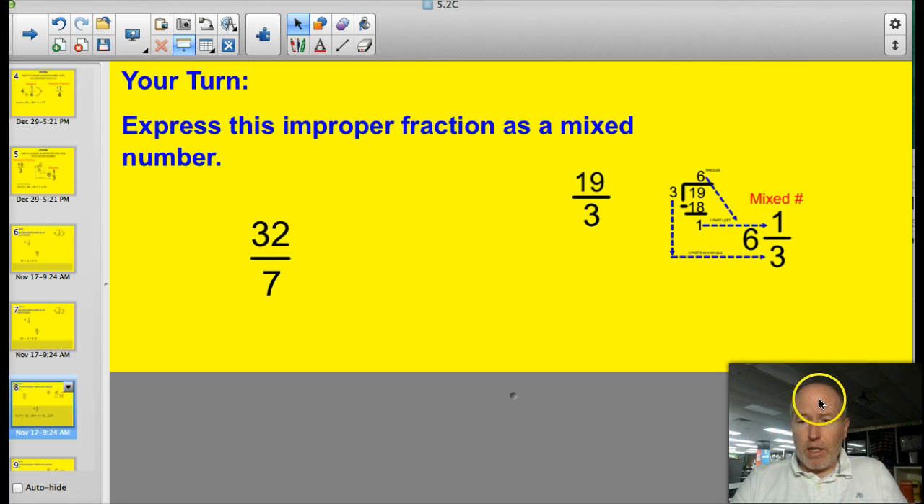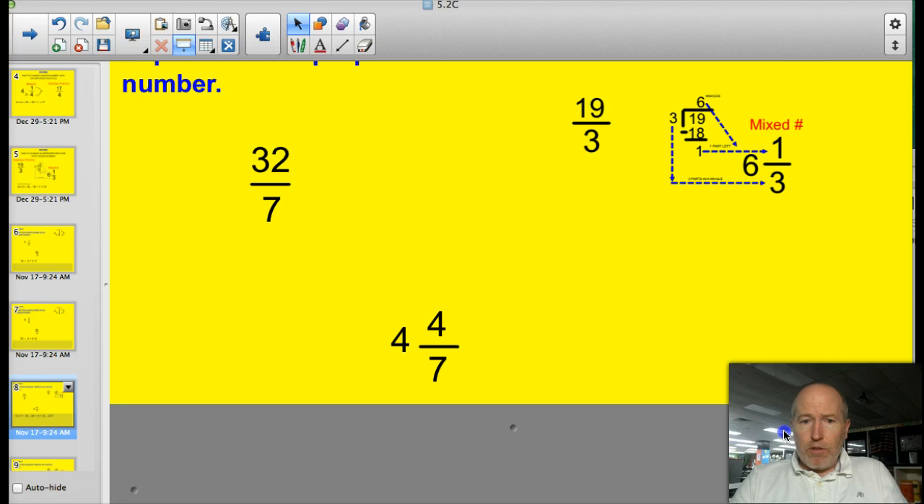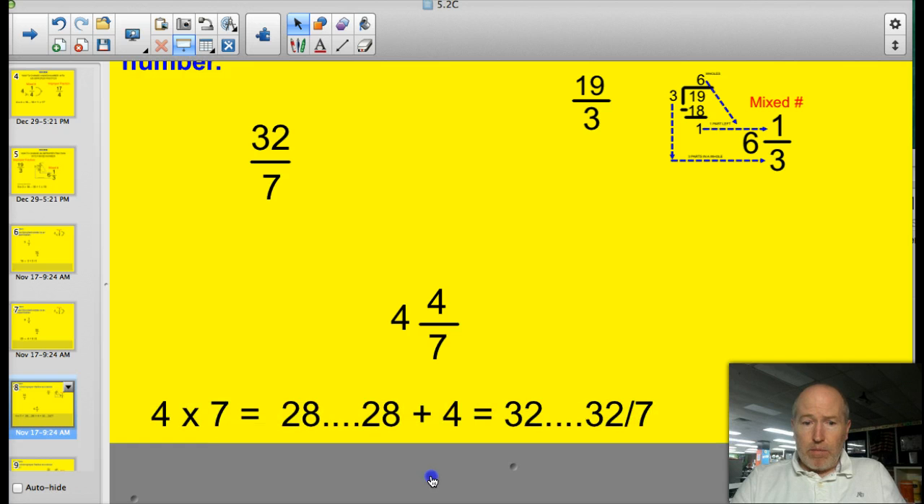All right, let's see how you did. I got 4 and 4/7. So let me check and see if I got it right. So 4 times 7 would be 28. 28 plus 4 would be 32/7. And I just put that down here.